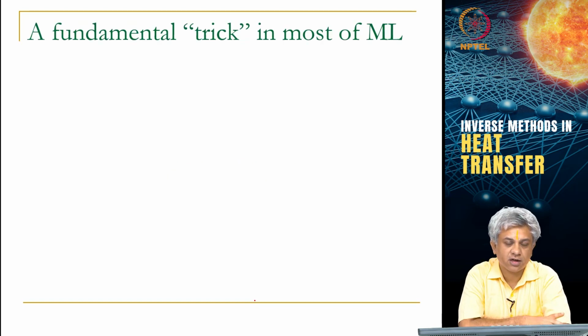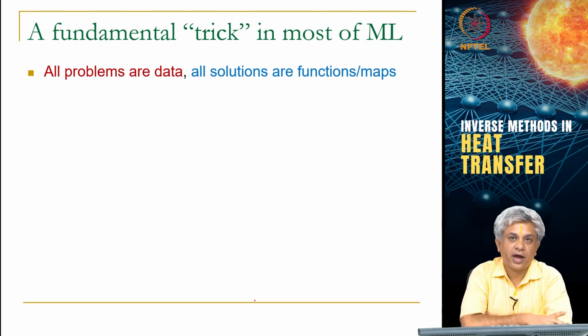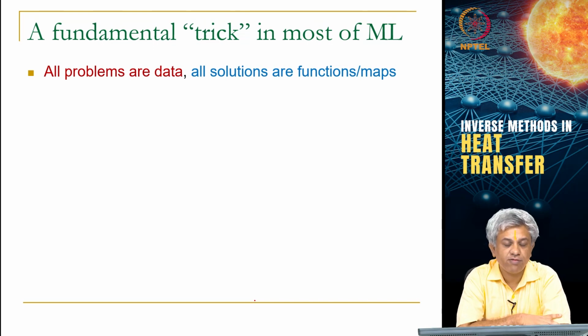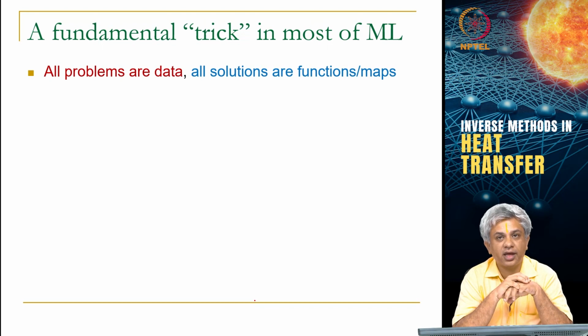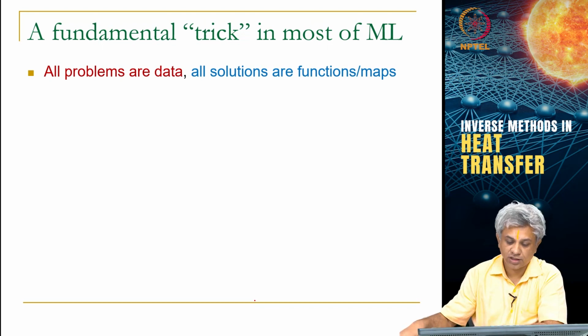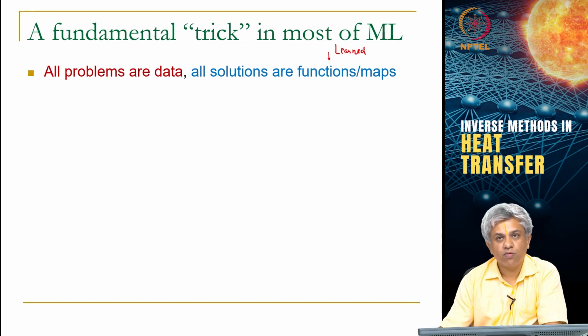So there is a trick, which is also the trick that we use in inverse methods, that works in most of machine learning. The idea is this: any problem that I give you is treated as if it's an inverse problem or as if it's a data problem, and every solution that I offer to it is effectively a learned function. Okay? So this function that we look at is a learned function. What do we mean by this?